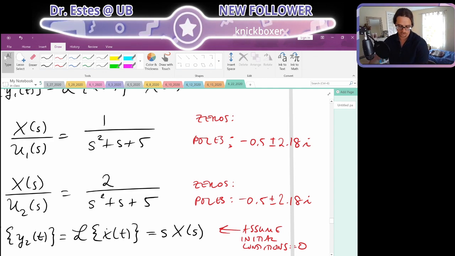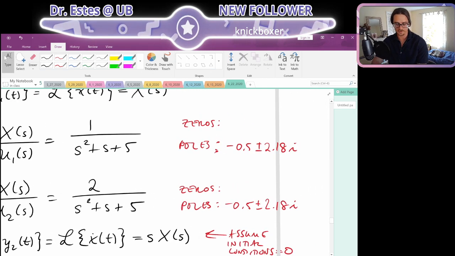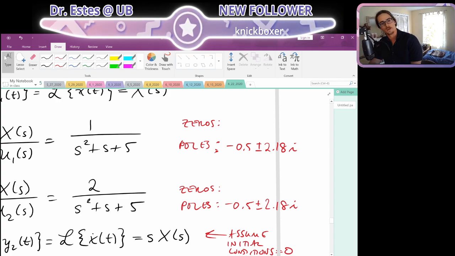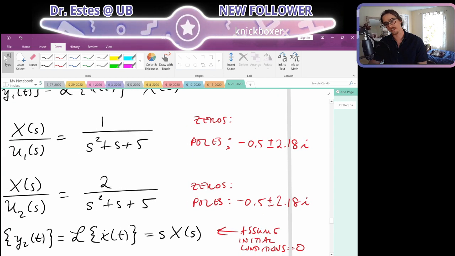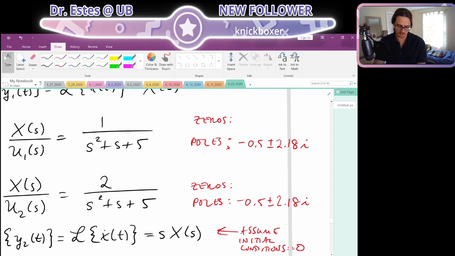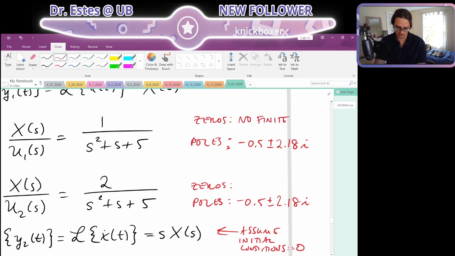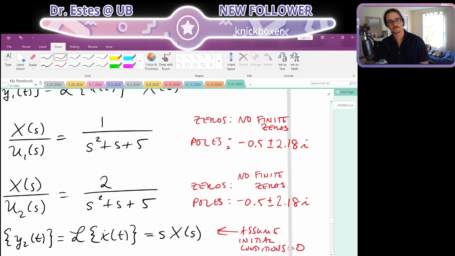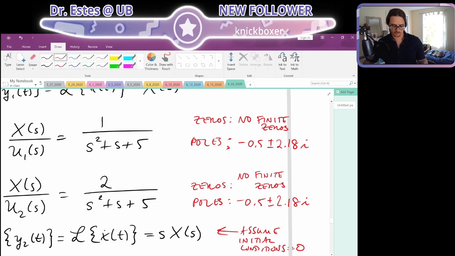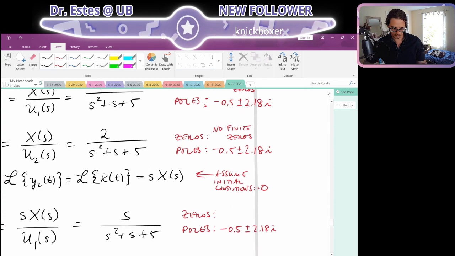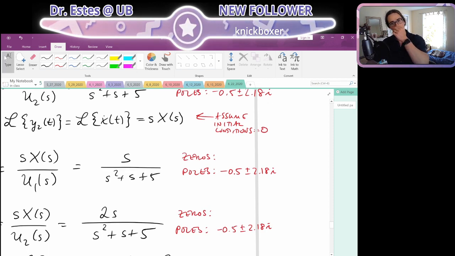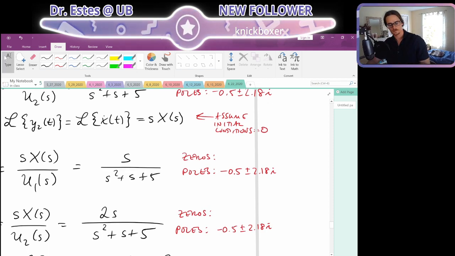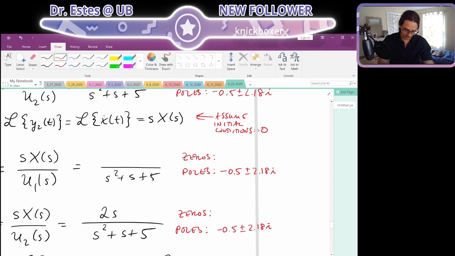Okay. Let's look at these first 2 transfer functions. Do they have any zeros? Do they have any values of s that would make this transfer function go to 0? And the answer is, well, yes, if you plugged in s equals infinity, but I'll just say this. There's no finite zeros. There's nothing other than infinity that I could put in there that could make this go to 0. What about these two? This is an s up here, by the way.